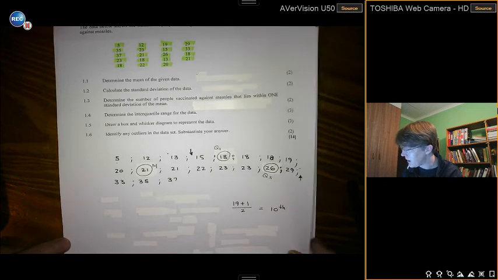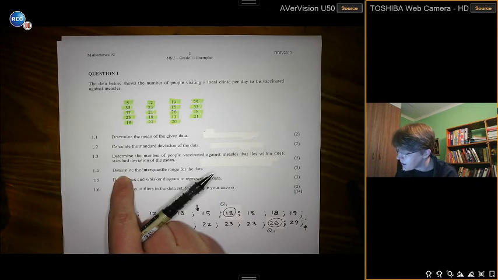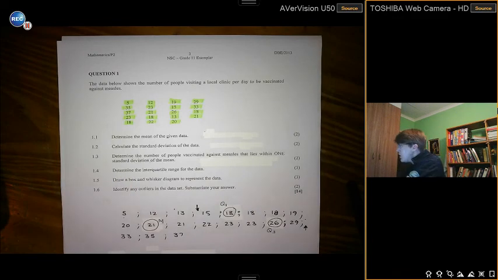Okay. Now, why did we do this? We did this to find, number one, the interquartile range. So my interquartile range is given over here.